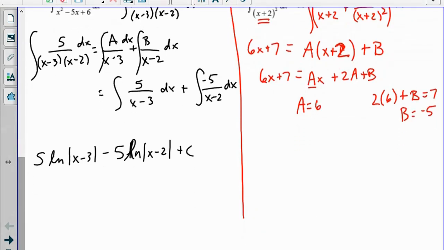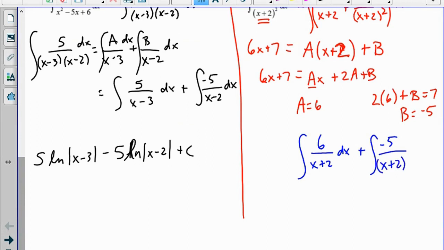So let's integrate. So I have the integral of 6 over (x + 2) dx plus the integral of negative 5 over (x + 2) squared dx. So when I integrate this, I get 6 times the natural log of the absolute value of x + 2 minus, well, the integral of this is not going to be a natural log. So what I have to notice is that x + 2 in the denominator is squared. I might have to make a u-sub until I kind of figure out what's going on.